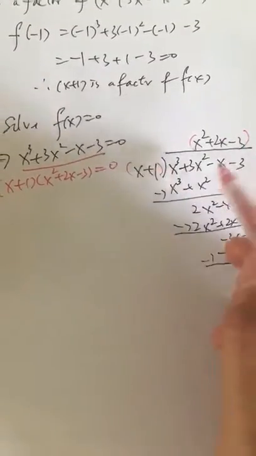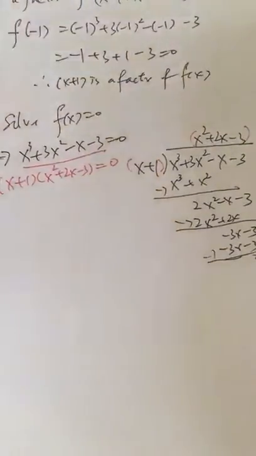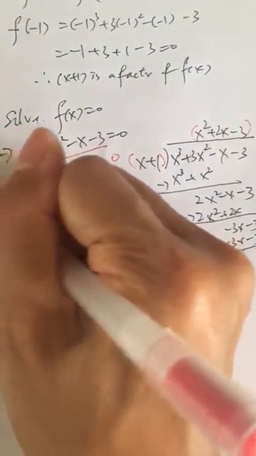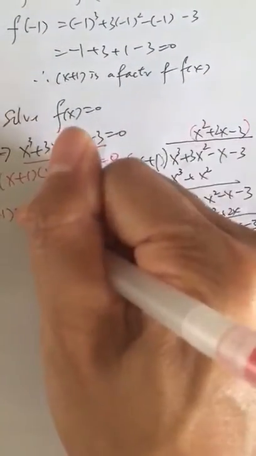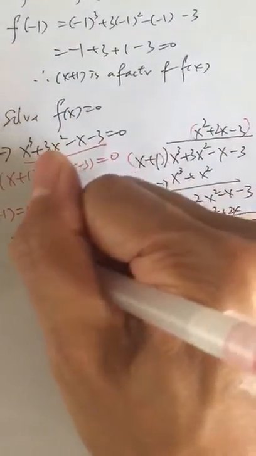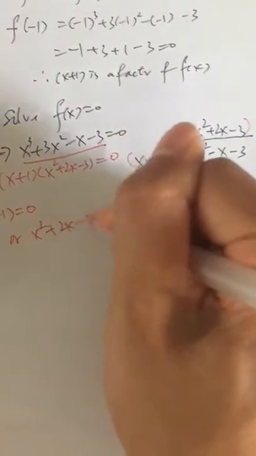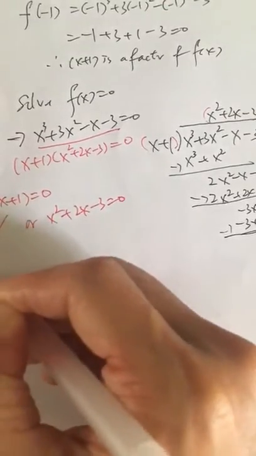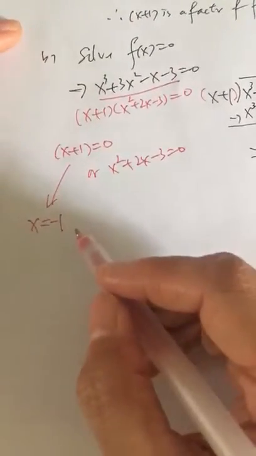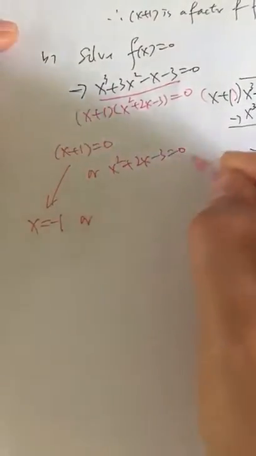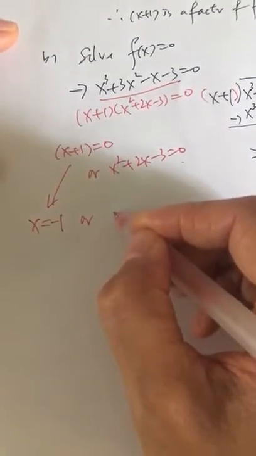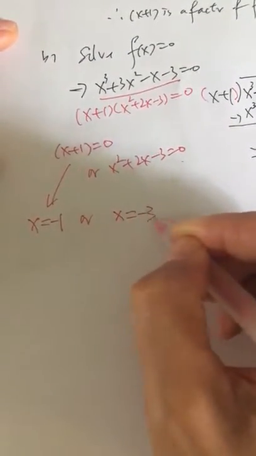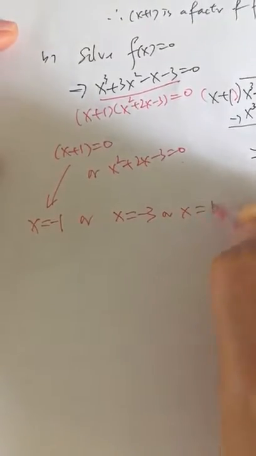That is, these two multiplied together give this, okay? And then because it's equal to 0, the factor equals 0 or this quadratic equation equals 0. Then we know first x equals -1. We know one of the roots. Or these two: by using your calculator, you can find x equals -3 or x equals +1.